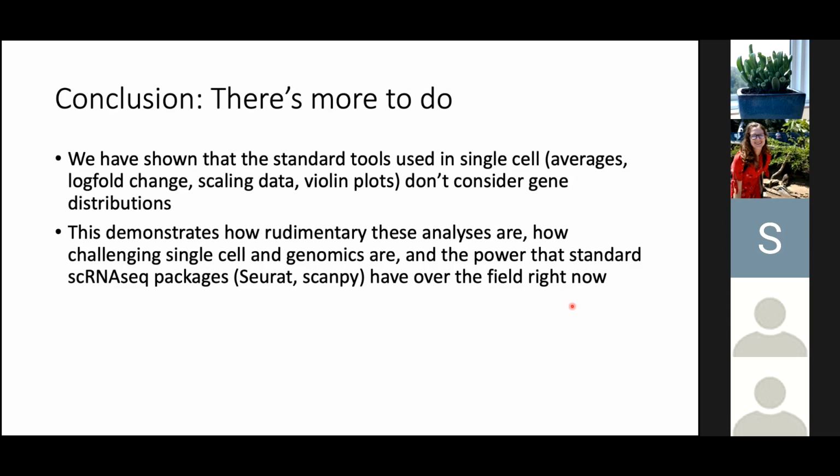No, I think that's right. But of course, the issue is that arguably most people who do single cell come from a biology background. We weren't taught this stuff. You know what I'm saying? So good.